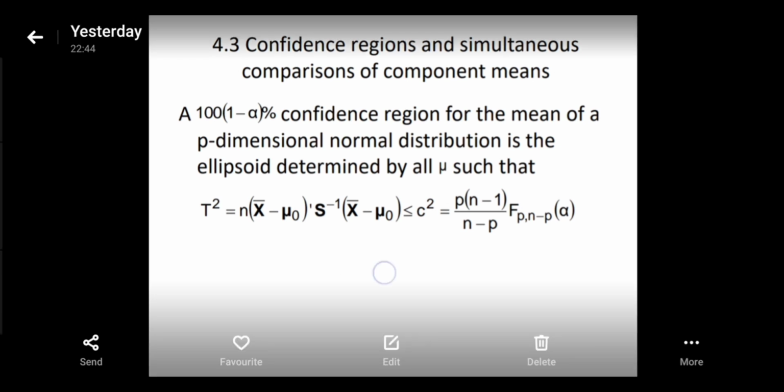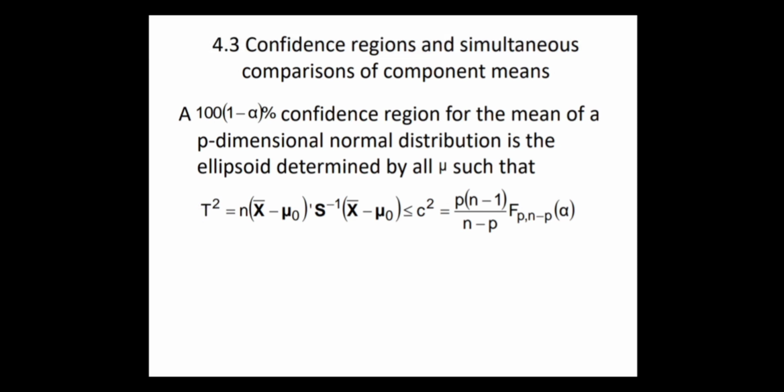So we use the concept of T here, T square, which is also called another name, the generalized squared distance, right? And multiply x bar minus mu naught. X bar and mu naught is the vector. Transpose, multiply the inverse of the covariance matrix, multiply vector x bar minus vector mu naught.